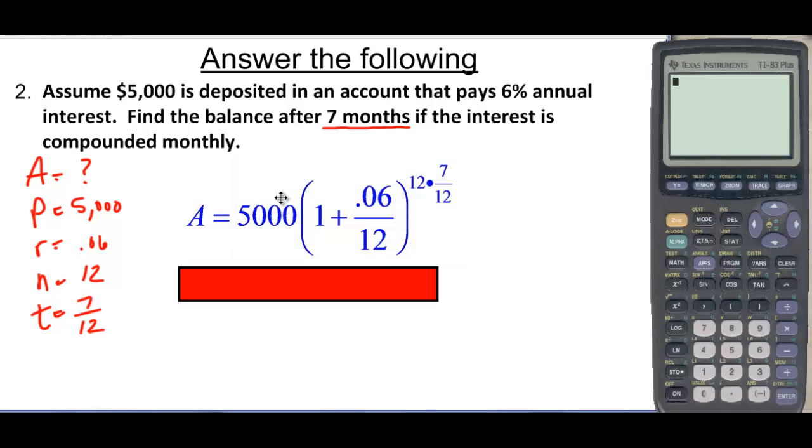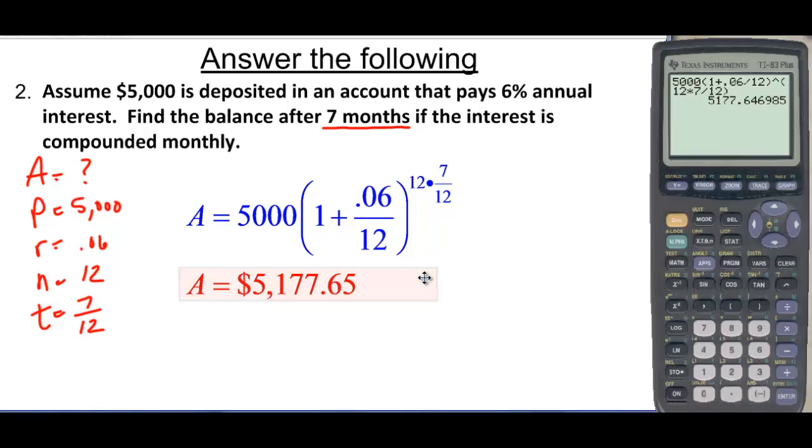So first thing I'm going to do is substitute everything in the equation. My 5,000, 1 plus 0.06 over 12 raised to the N times T. So 12 times 7 over 12. Okay. So again, I'm just going to type this in exactly how I see it. So 5,000 parentheses 1 plus 0.06 divided by 12. Close the parentheses, raise it to. And if you don't know that 12 times 7/12 is just 7, just do 12 times 7 divided by 12. Just make sure your exponent is in parentheses. And I'm going to round that to 2 decimal places, so I get $5,177.65. That's how much would be in my account after 7 months.